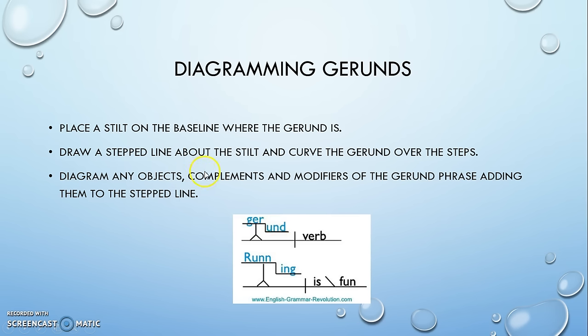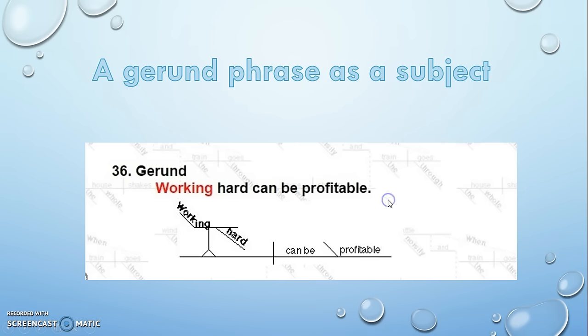You diagram any objects, complements, and modifiers of the gerund phrase, adding them to the step line. So this just becomes a whole other sentence or a whole other phrase line. You'll see what I mean. You don't have to write any of this down yet. Aren't you happy about that? All right, now you're going to start writing stuff down. In your top flap, I want you to write, working hard can be profitable.